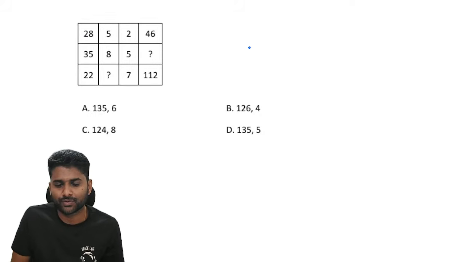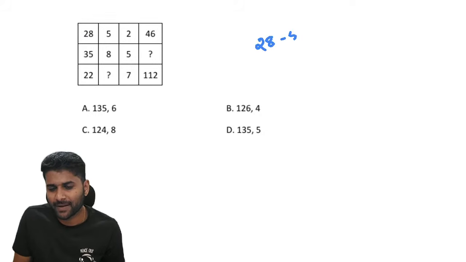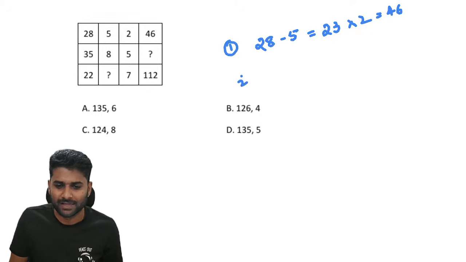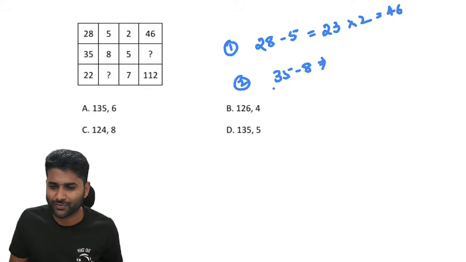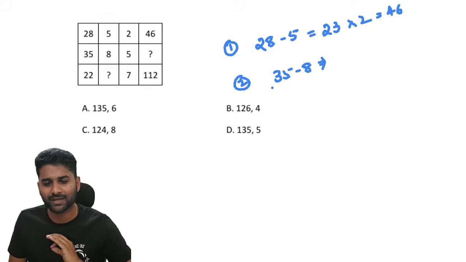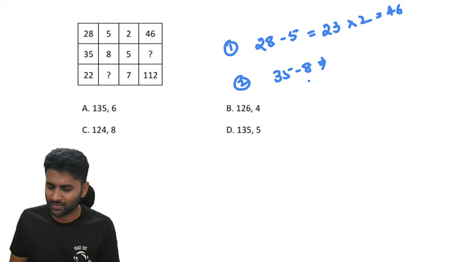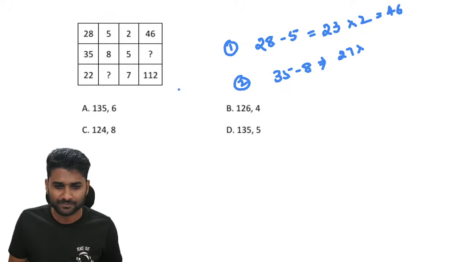Very good, Nana. Super. 28 minus 5 is equal to 23, into 2 is equal to 46. Same way for 35, you understand the approach now. So practice a few more examples. Definitely you can get a good score in this particular section. So 35 minus 8, how much difference can you see here? 27 is multiplied with 5, giving 135.